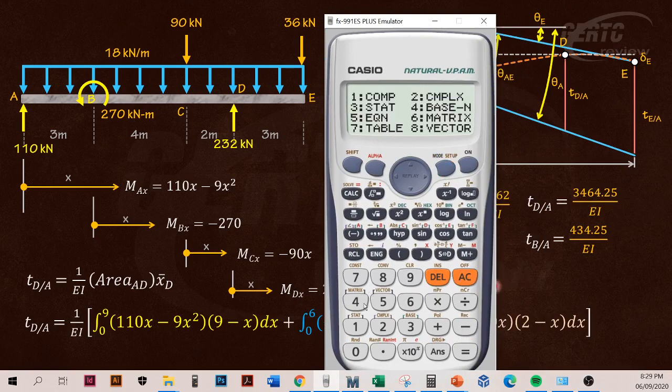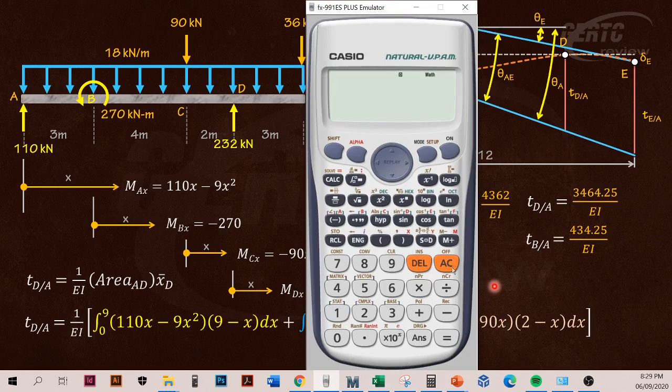Okay, so mode 1. Let's do the computation. Let's start. From 0 to 9, integral of 110x minus 9x squared. I hope you know how to do this. And then the moment arm is 9 minus x. Shift x, close, and then the limit is from 0 to 9.